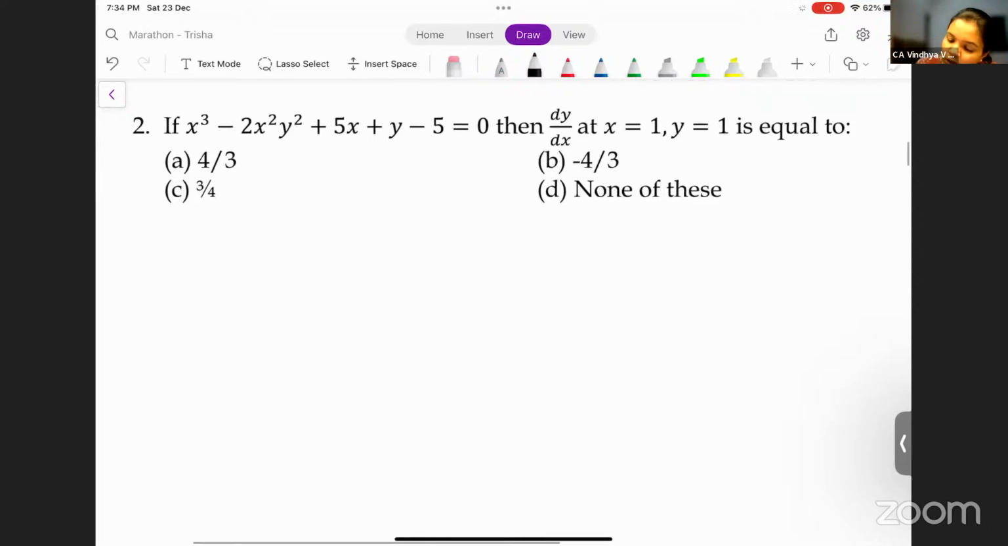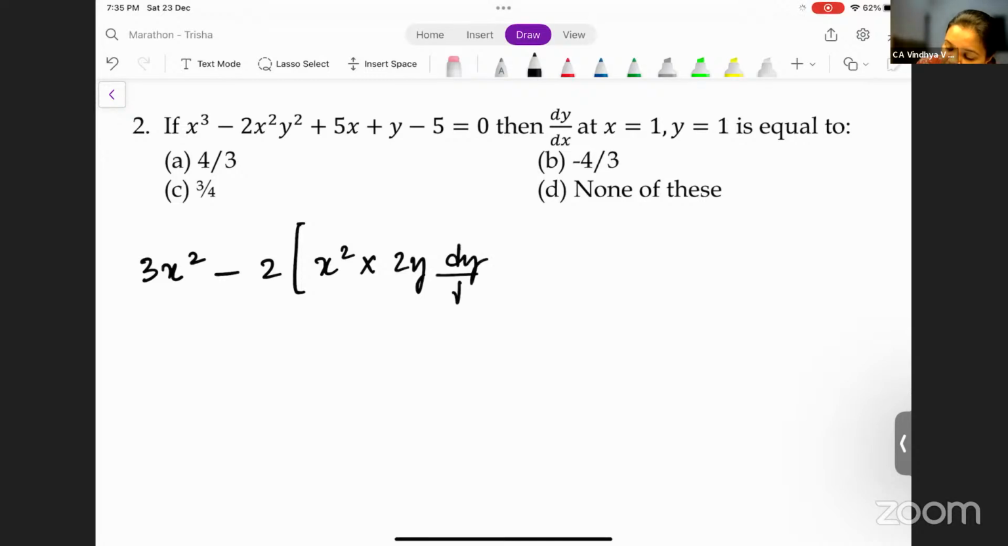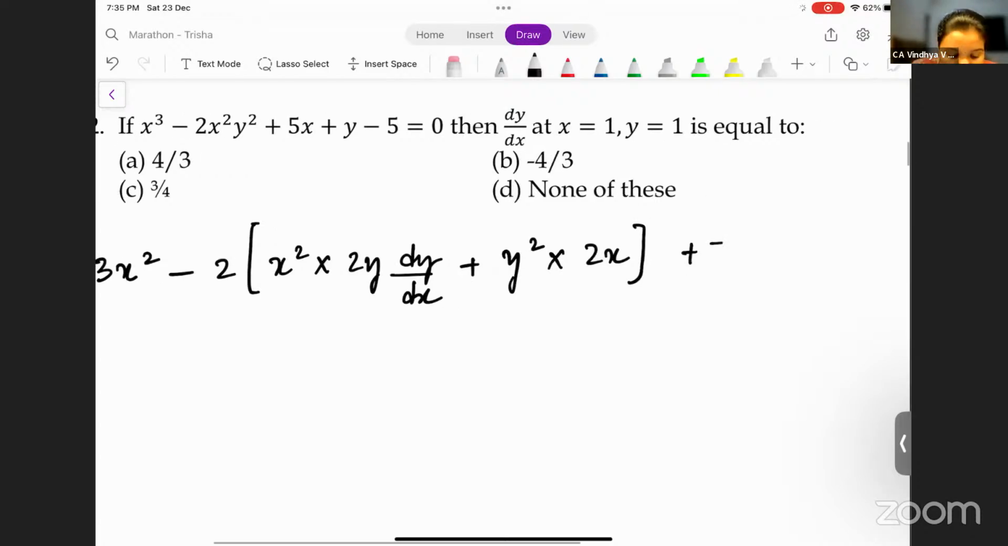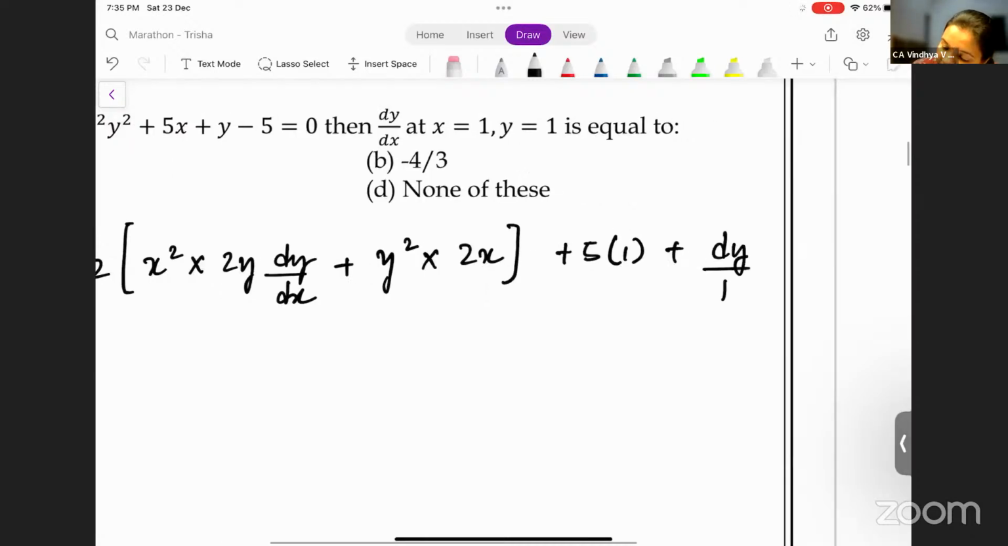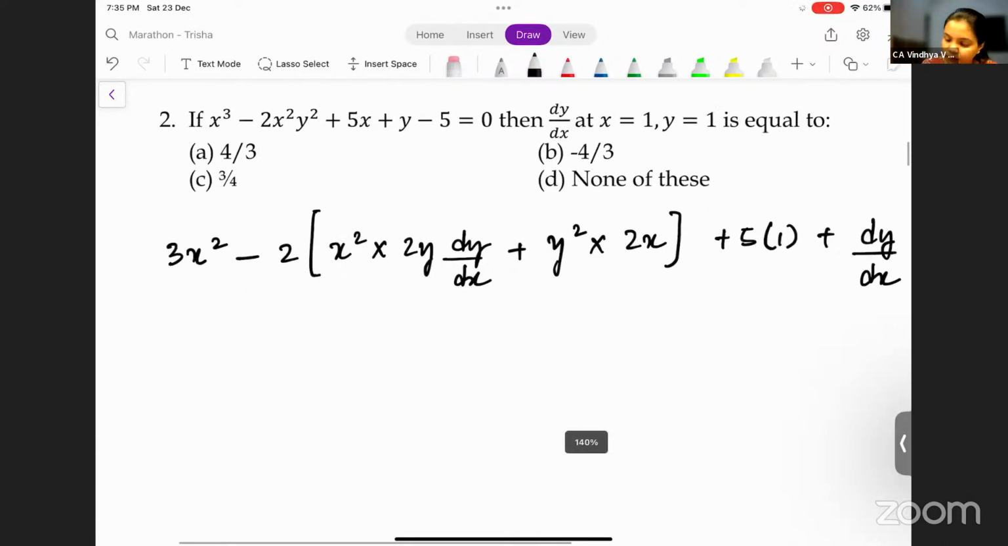Okay, let's start. So you have x cube, which is 3x square minus... I'm finding the derivative. 2 is the constant, into x square into y square, which is product rule. So x square into derivative of y square is 2y dy by dx, plus y square into derivative of x square is 2x, plus 5 into 1 plus dy by dx, minus 5, derivative is 0, is equal to 0.